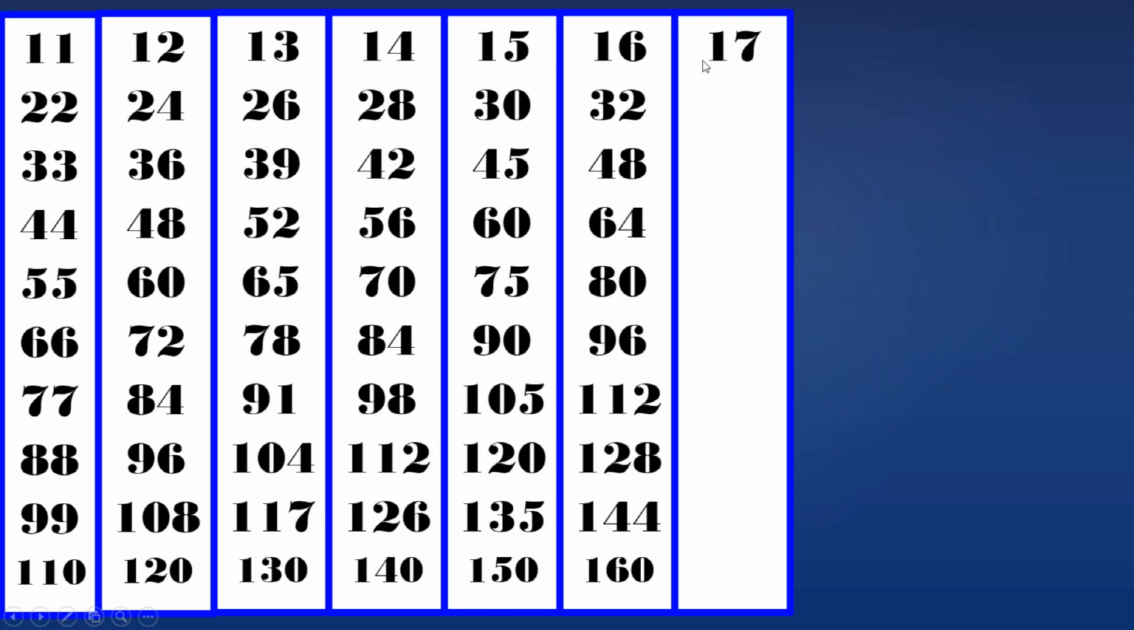17 times table. 17 times 1 is 17. 17 times 2s are 34. 17 times 3s are 51. 17 times 4s are 68. 17 times 5s are 85.